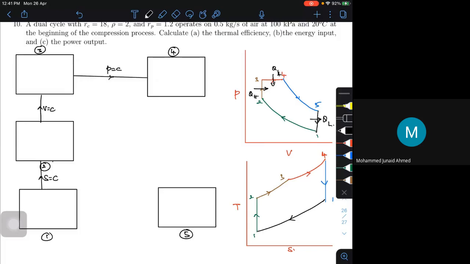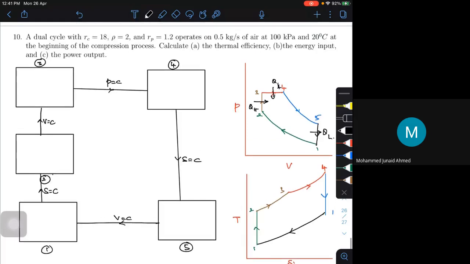Then from 4 to 5, S is equal to constant. That is, it's an isentropic process. Then from 5 to 1, volume is equal to constant. So this is how you can represent it.